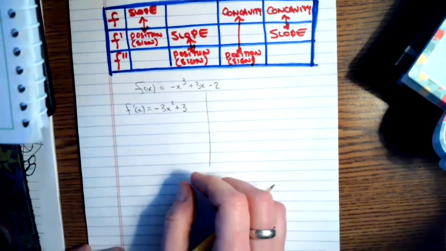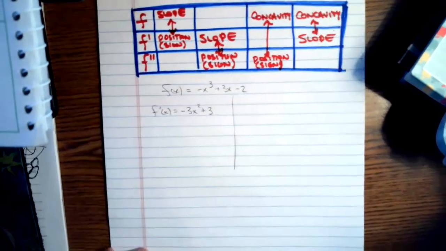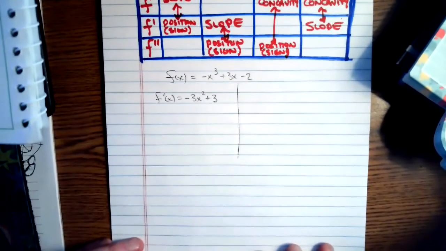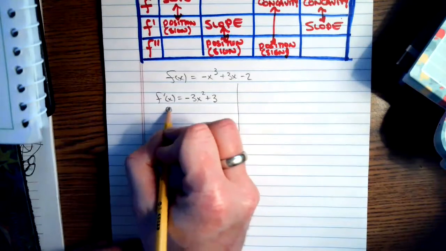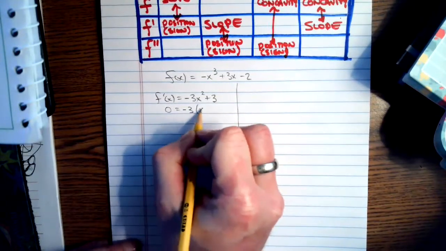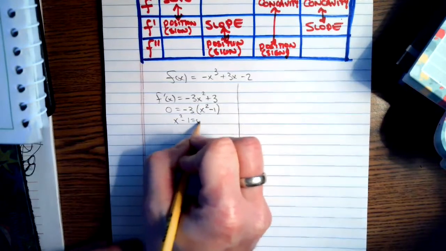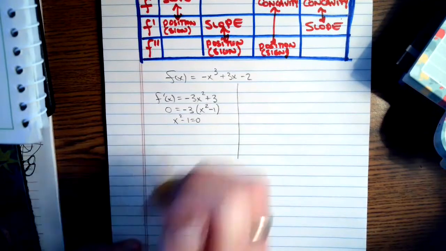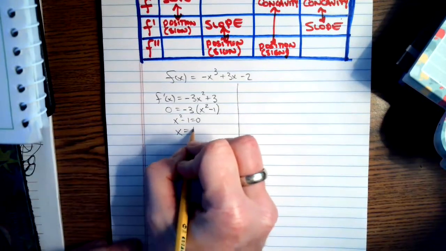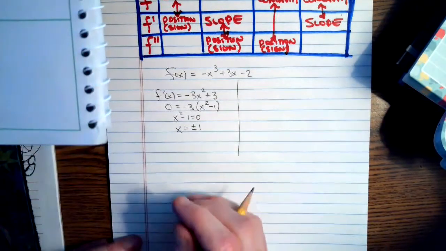And I want to find all the critical points. Well, the critical points are where the derivative equals 0 or where the derivative is undefined. All right, so I'm going to set the first derivative equal to 0, which means I think I can factor out a negative 3. So x squared minus 1. And so if I set x squared minus 1 equals 0, setting negative 3 equal to 0 is not going to give me any solutions. So I get plus or minus 1 when I take the square root of 1.